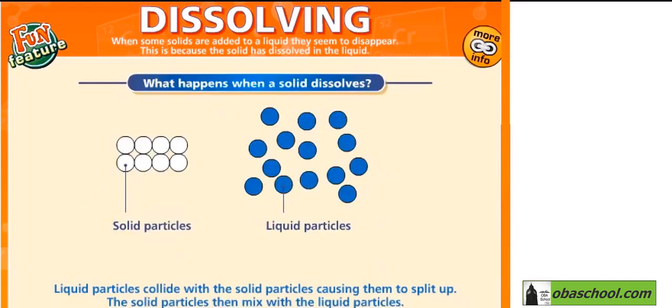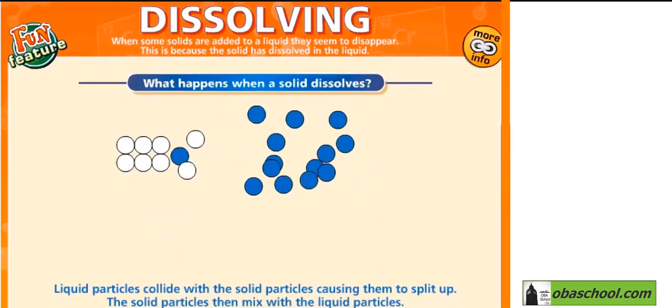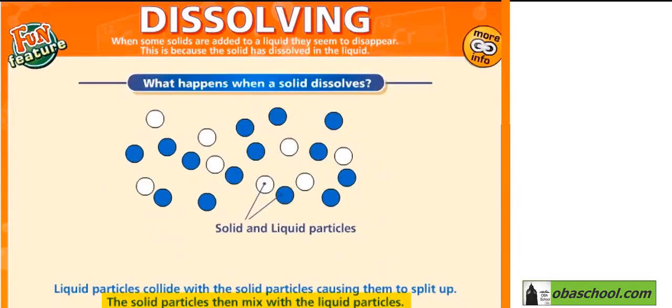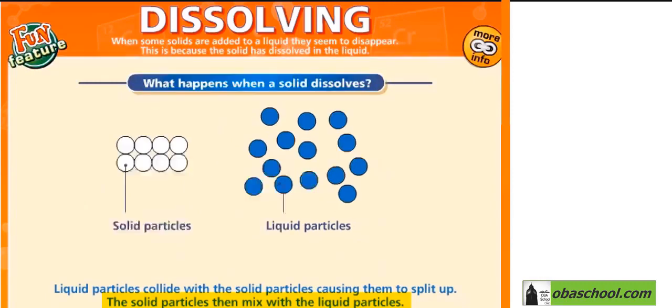What happens when a solid dissolves? Notice the solid particles, how they are organized close to each other while the liquid particles are apart. When a solid dissolves, the liquid particles collide with the solid particles, causing them to split up. The solid particles then mix with the liquid particles, forming a solution.